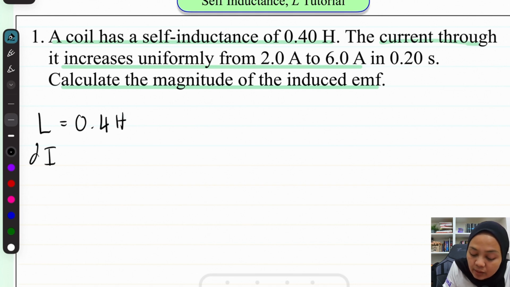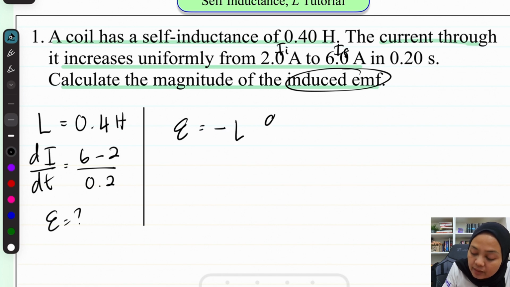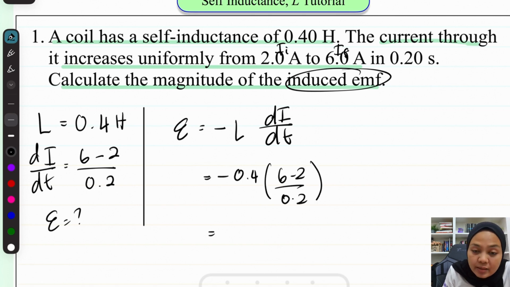The change in the current is 6 minus 2, because this one is the final current and this one is the initial current, divided by 0.2, and we are trying to get the induced EMF. So we're going to use this equation: EMF equals negative L times dI over dt. So the answer is negative 8.0 volt.